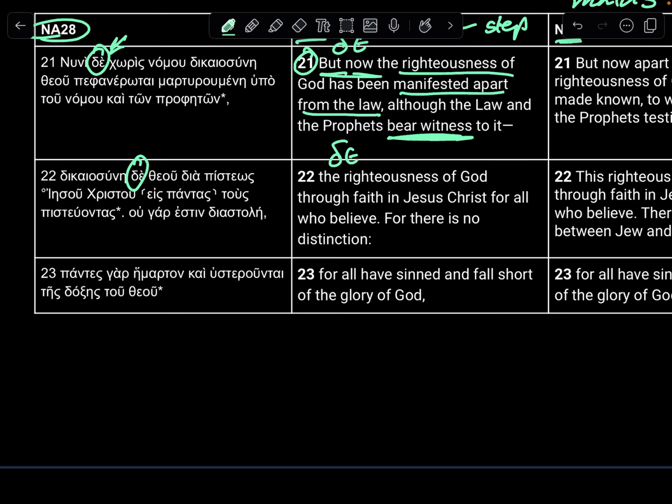Seems to be the idea here. And then Paul comes on here and he has this little word here, for. We should always pay attention to these little words, buts and fors and ands. And in the original language, it's gar, as we see over here.